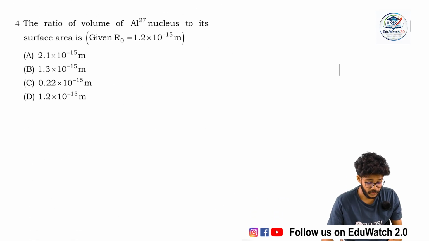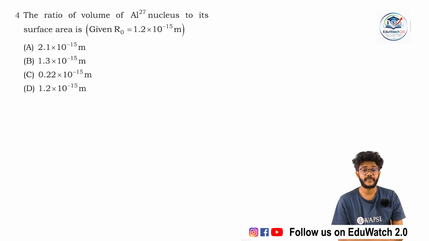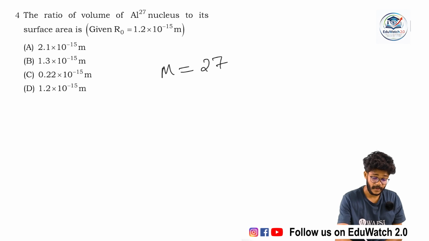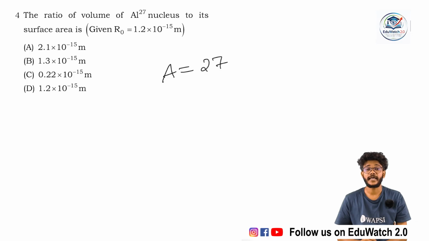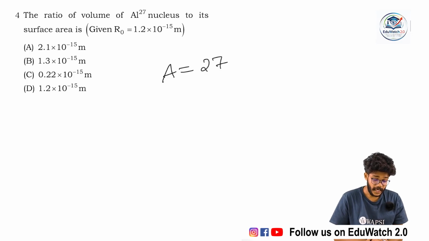And we can move to the fourth question. The ratio of volume of aluminum 27, okay, Z X A, that means the mass number A is given as 27, and its surface area, the ratio of volume to surface area.